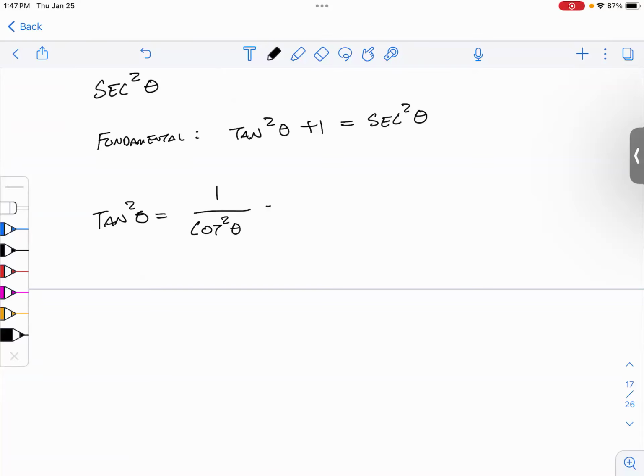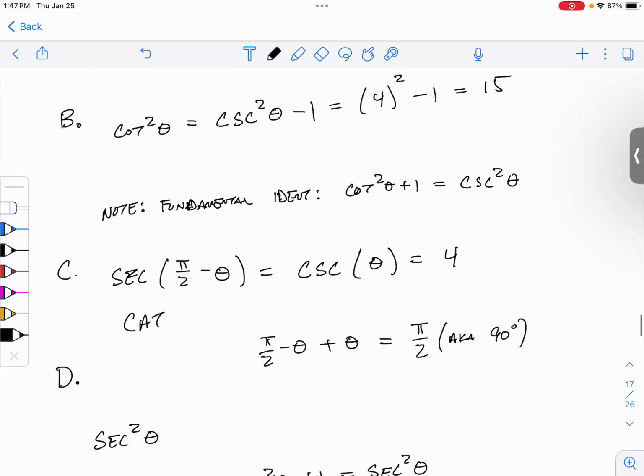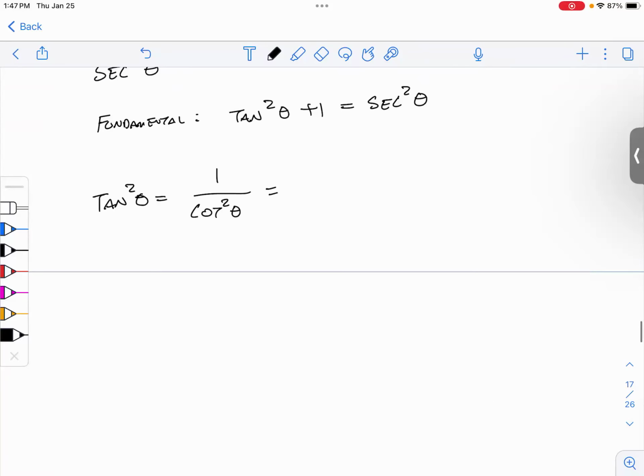Okay, so I had cotangent, which was 15. Cotangent squared, which makes that 1/15. So now I have tangent squared. So in order to find secant squared theta using my identity, if I have tangent, that means that's 1/15 plus 1 makes that 15/15, makes that 16/15. Using my fundamental identity to find secant squared.